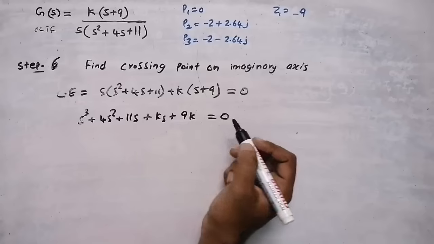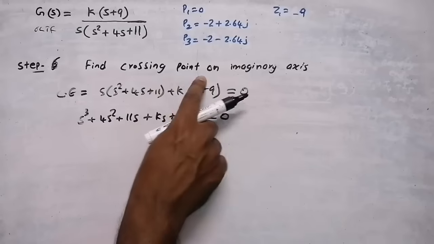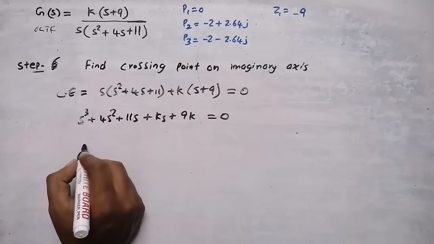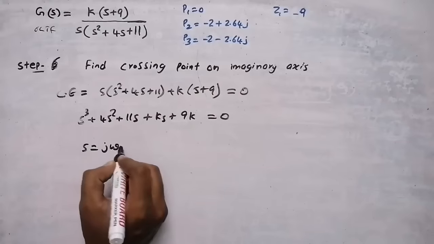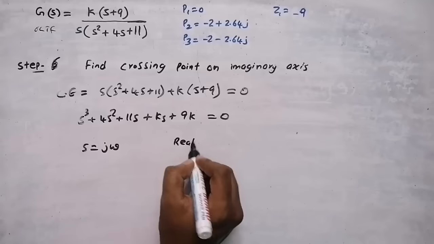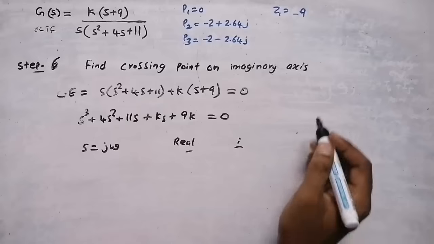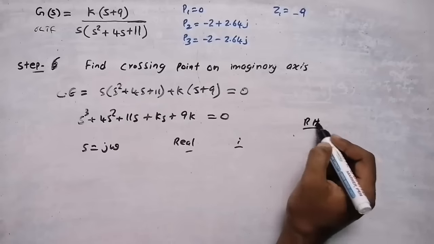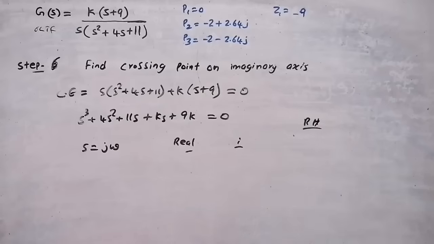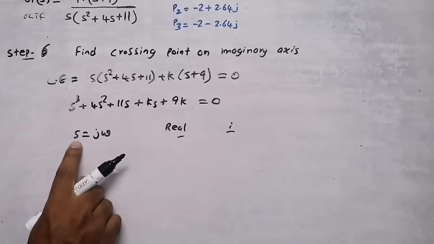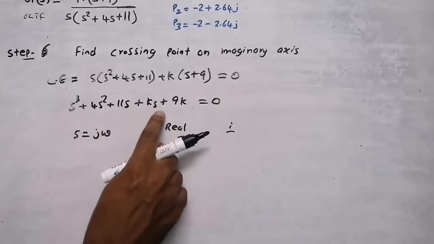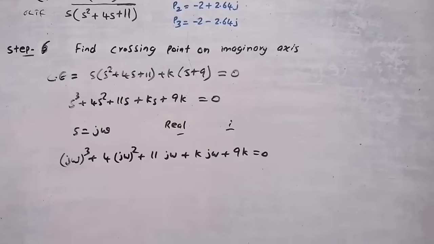Now two methods are there to find the crossing point. One is substitution. That is wherever there is s, you need to substitute j omega. Then we need to find the real part and imaginary part. That is one method. The other method is the Routh-Hurwitz stability criterion. I will do both of them. First of all, we substitute s equal to j omega. Wherever there is s, you replace it with j omega. So when we substitute j omega, we will get like this.